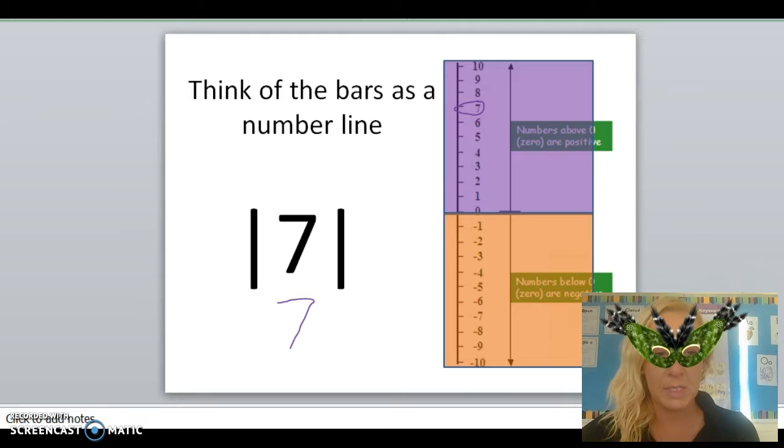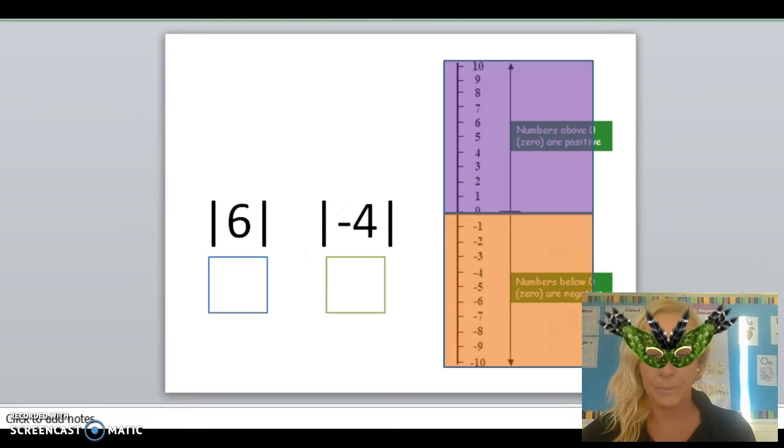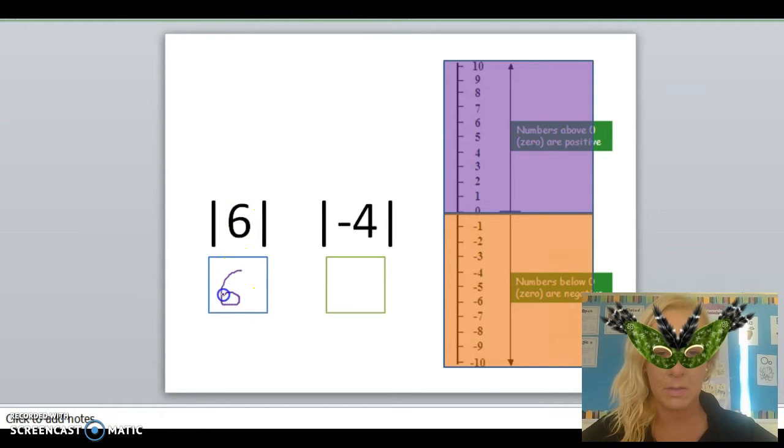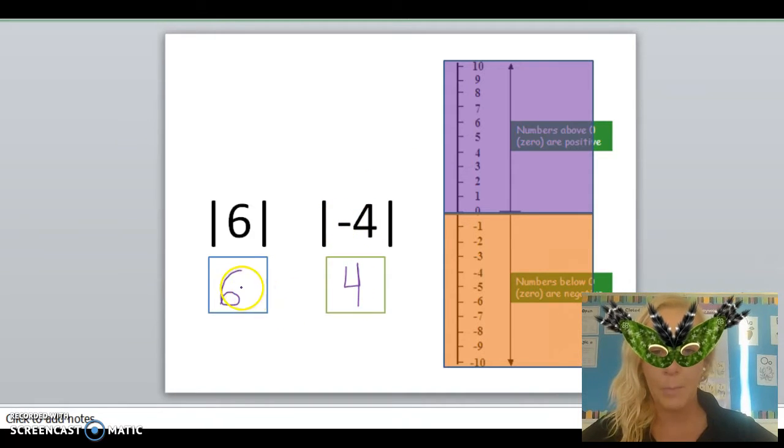Now what we're going to do is compare absolute value. So the absolute value of 6 is 6. The absolute value of -4 is 4. I put these boxes here to help you show your work. So 6 is greater than 4. Therefore, the absolute value of 6 is greater than the absolute value of -4.